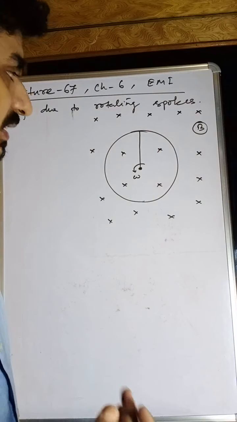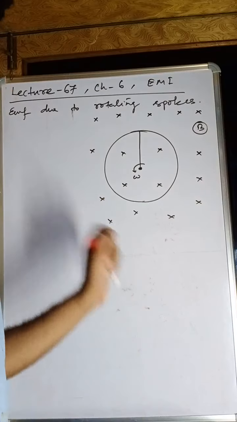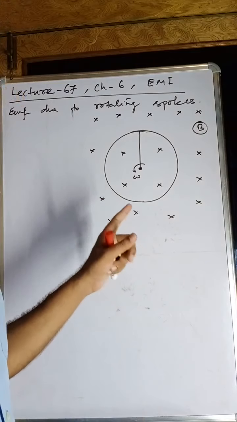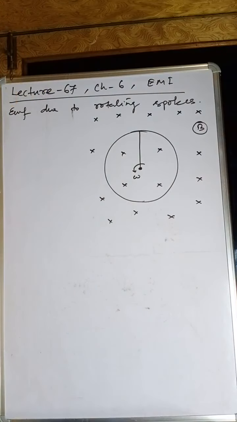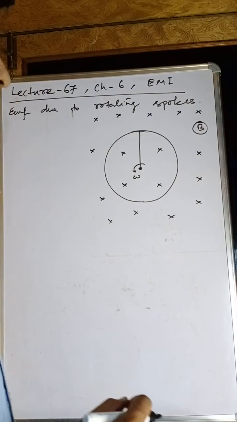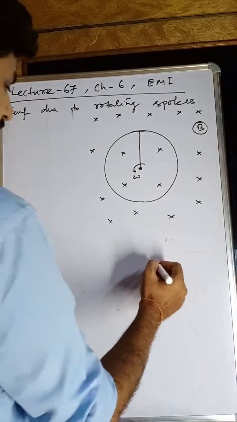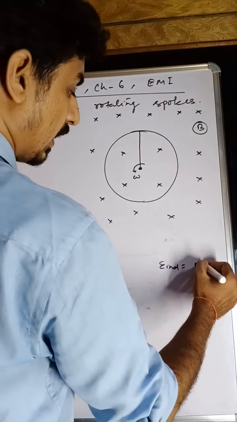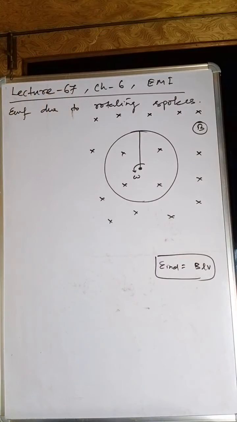Okay, you have to find the induced EMF. If you have the resistance, then you can find the induced current also. But the basic thing is you have to find the EMF induced. Once you find the EMF induced, then you can find the current induced also. How will you solve this question? Students, we have studied the motional EMF. What we have studied, the motional EMF, E induced, is BLV. Yes, this equation we have studied.